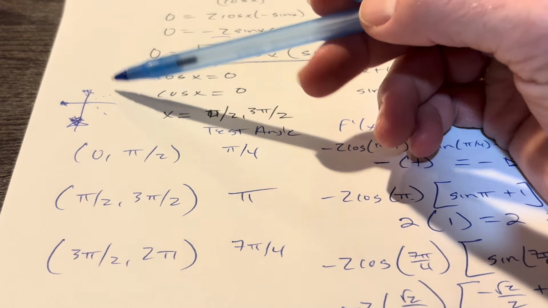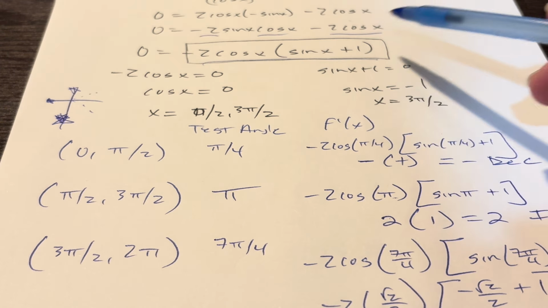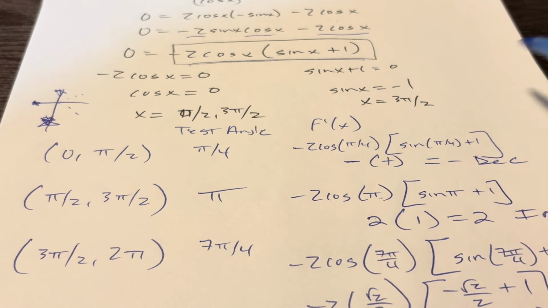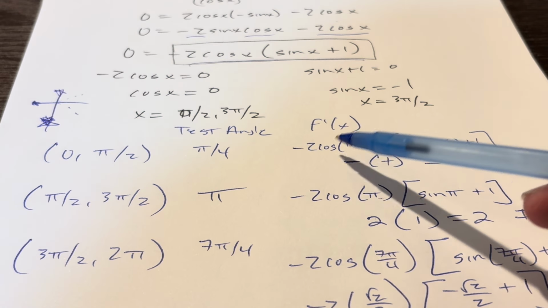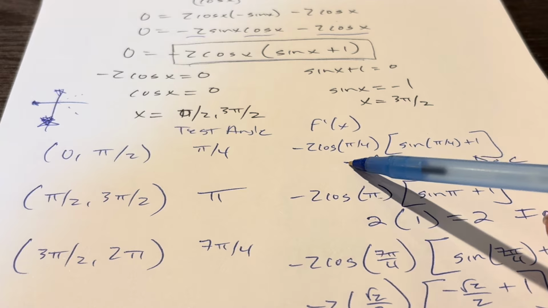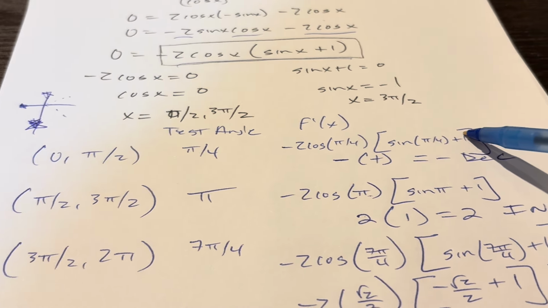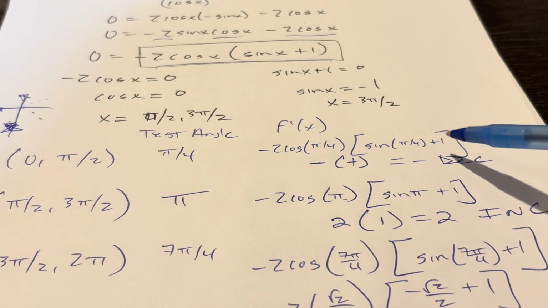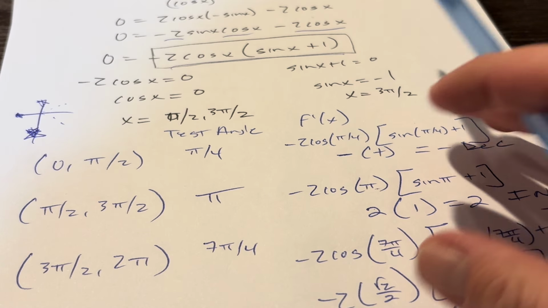In the interval 0 to 2 pi, pi fourths would be a great one to use, and I'm plugging that back into my derivative right here. If I plug in pi fourths, negative 2 cosine pi fourths, first off, cosine pi fourths is positive. If you multiply it by negative 2, then it's negative. Sine of pi fourths is positive, and then you add 1 to it, it's even more positive. So a negative times a positive is a negative. Again, I don't care about the actual value. Is it negative or positive? So it's decreasing on that interval.